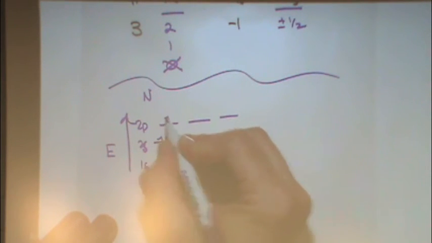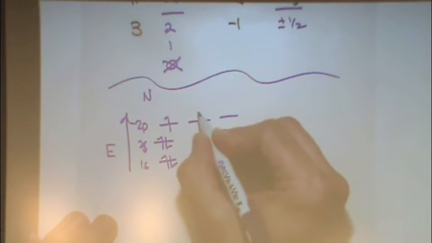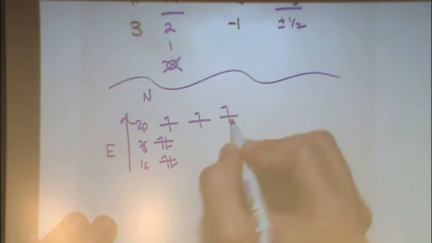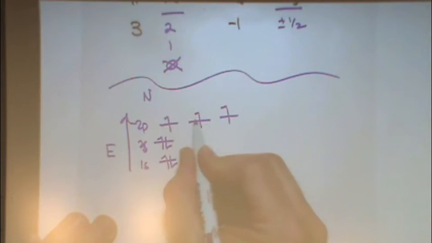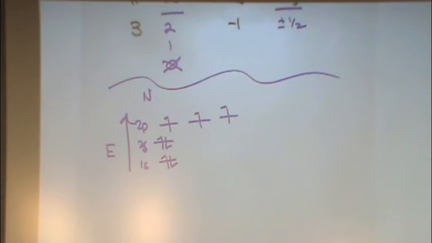3. If you don't know how to fill it in, you singly fill first. This is called Hund's rule. We got up to 3, and then you would doubly fill, so you can go 4, then 5, then 6. Pointed down. Okay, there's the nitrogen electron configuration.